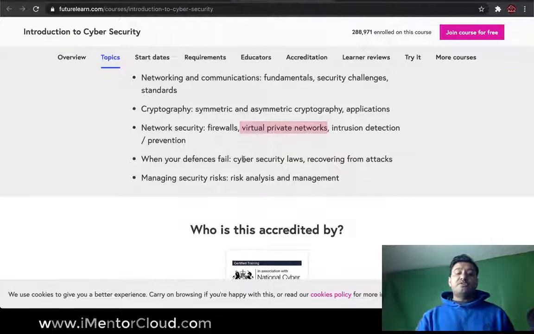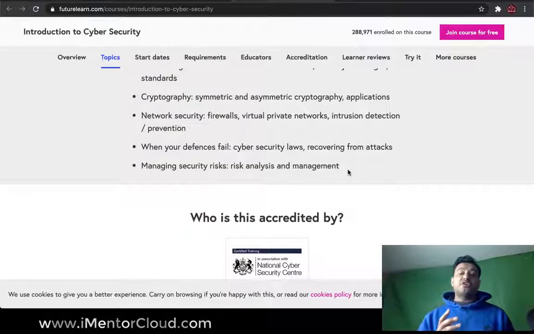So that's another must-have for you to know. And what happens when your defense fails? I think it's a case study. What happens if there's some breach? You need to know the laws and regulations, right? And how would you manage the risk?